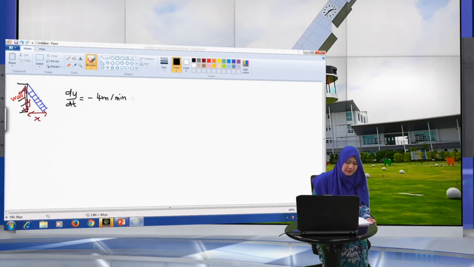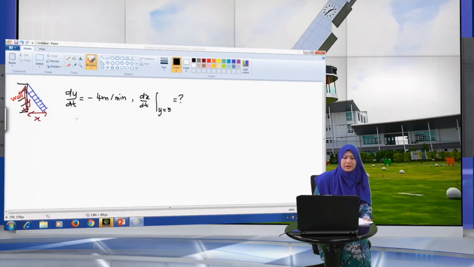The question is to find how fast the foot of the ladder is moving. So we need to find dx/dt when the top of the ladder is 5 meters, so when y equals 5. We need to find this. Now the second step is to find the relation between y and x. We can see here that y and x are related by the Pythagorean theorem.